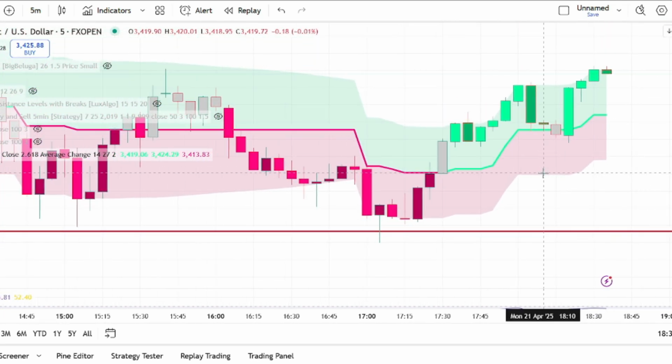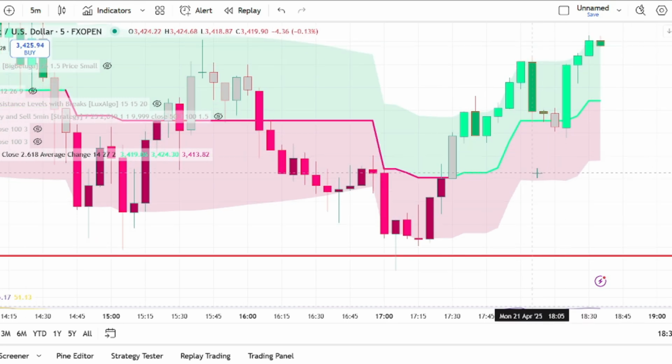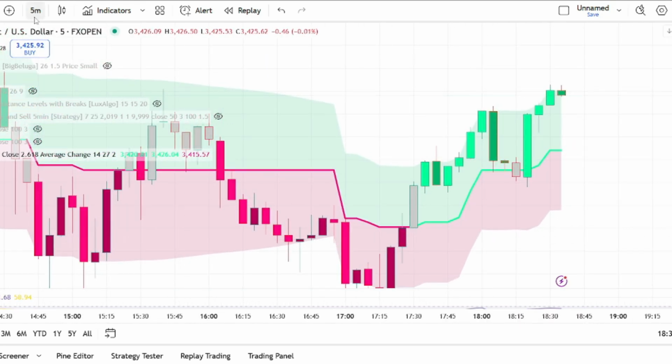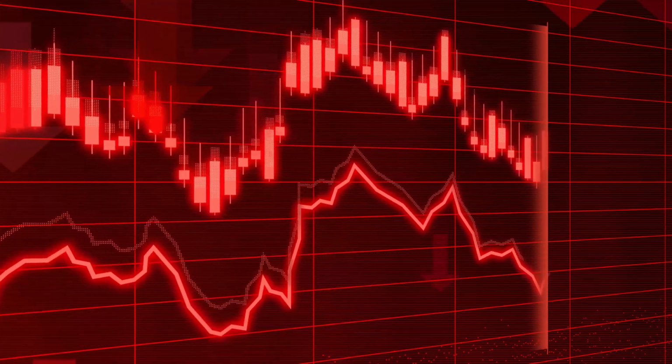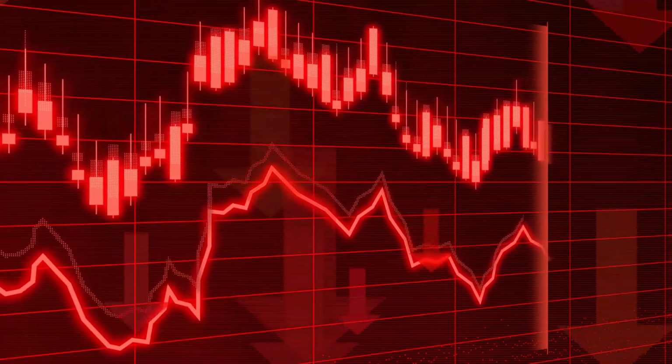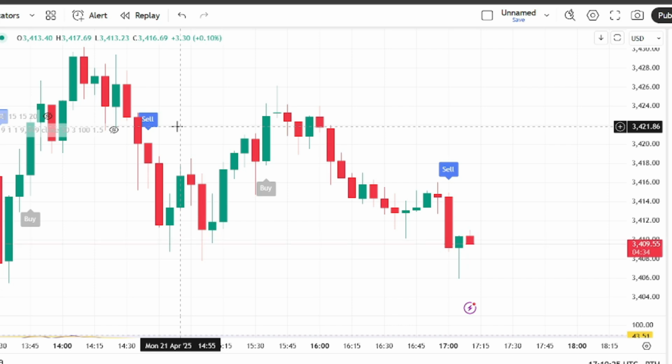Let's pull up a few charts to see it in action. You'll notice that the range filter flattens out during consolidation and only reacts when the market makes a meaningful move. That means you can skip the chop and focus on times when real movement is happening. It also helps you stay in trades longer because it doesn't react to every pullback, only to true shifts in market behavior.